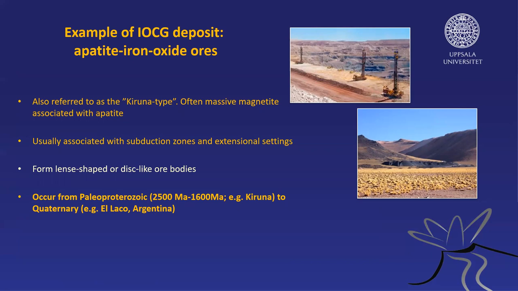These apatite iron oxide deposits are usually associated with subduction zones. So a lot of magmatism, a lot of fluids coming from the plate that is going into the mantle. But we can also find this kind of deposit in extensional settings like continental rifts and possibly mid-ocean ridges.